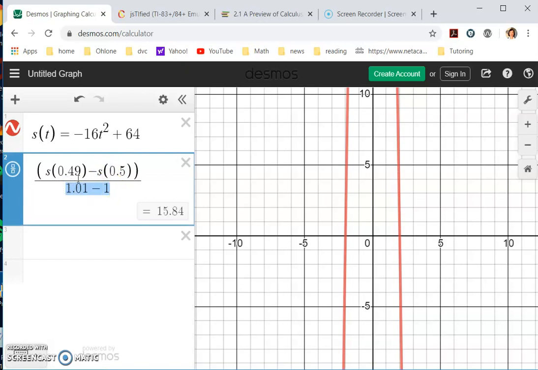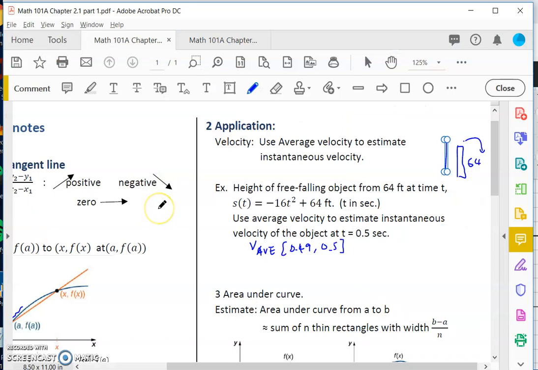And then I would say 0.49 minus 0.5. This is the average velocity. It's negative 15.84. So from decimal, you get negative 15.84 feet per second. Feet per second. It would fall that much every second. But I want to know what happened if it falls just 0.01 second further than 0.5.